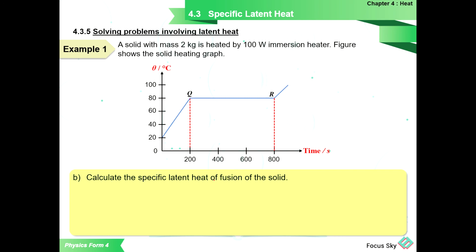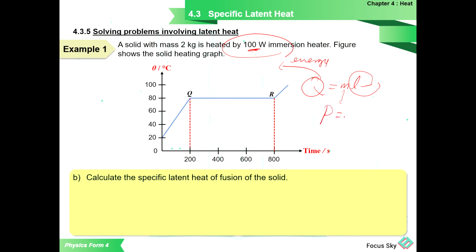Calculate the specific latent heat. So, specific latent heat, Q equal to ml. So, this one is heat. Heat is energy. So, this is the mass. This is what we're going to calculate. But, the question is, what is this? Heated by 100 watt. Watt is about power. So, dia bagi power. Kita nak guna energy. So, what is the relationship?